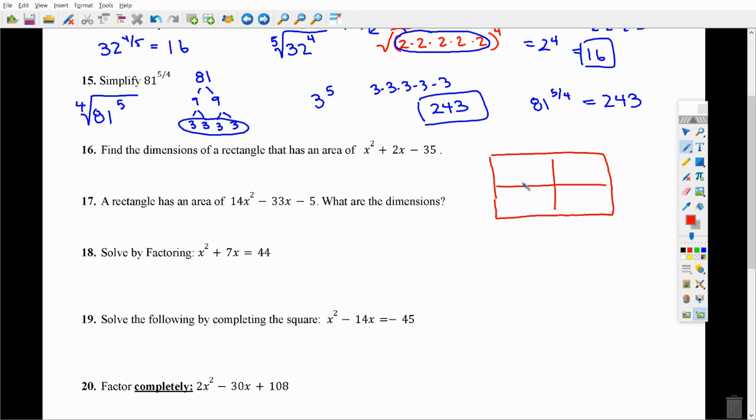typically have our highest power at the top left, and then here our lowest power on the bottom right. So we have x squared, and then we have minus 35 on the bottom right. We have 2x, but I'm not sure how those numbers go because it could be positive, it could be negative, and it'll still add up to 2x. So what I can do though is I could factor. So I'm going to factor this here, use my x factor.